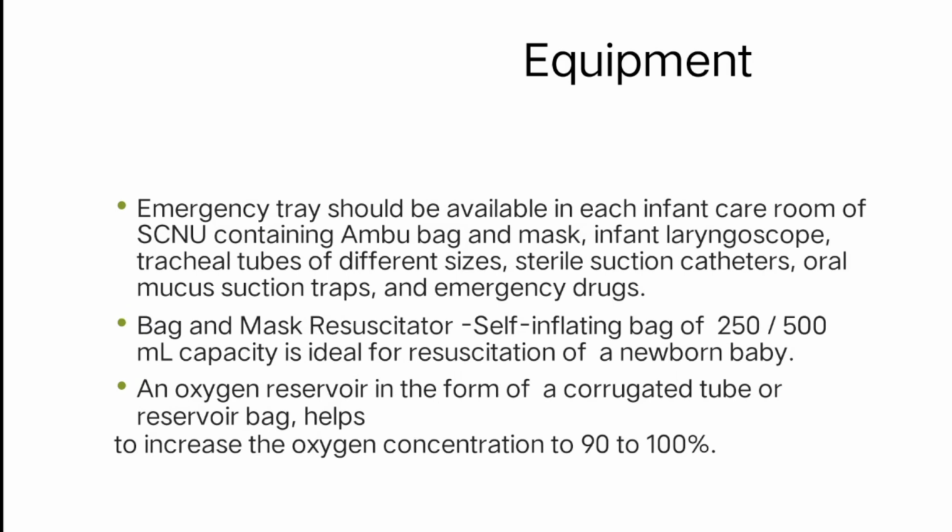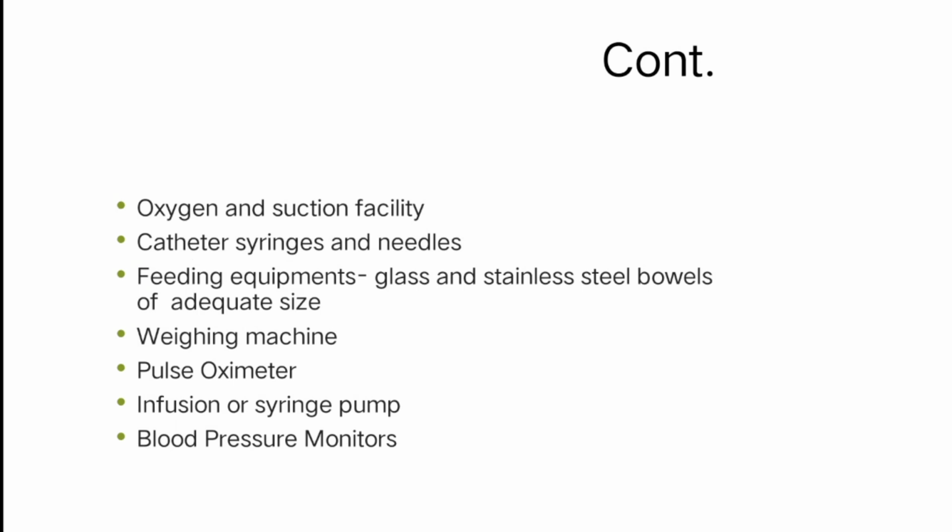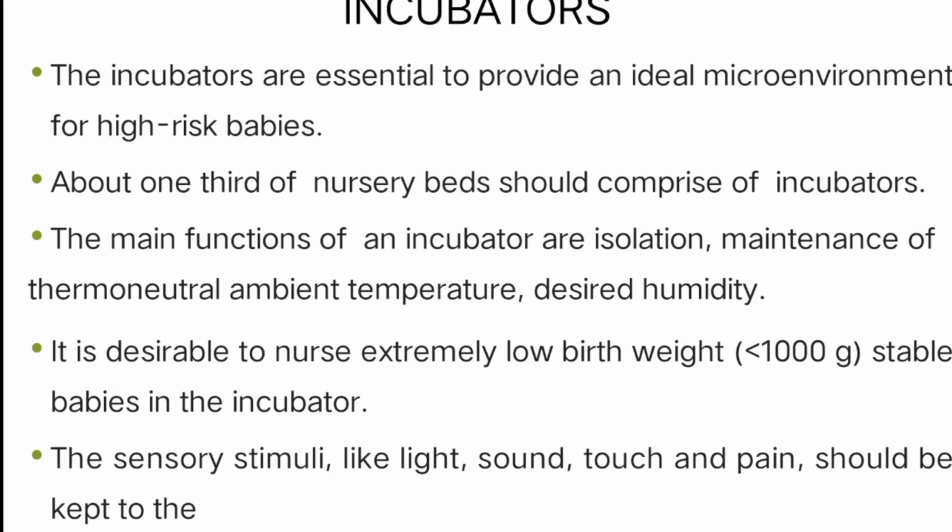Next is equipment. What equipment is available in the special care neonatal unit? An emergency tray should be available in each infant care unit of the special care neonatal unit, containing an ambu bag and mask, infant laryngoscope, tracheal tubes of different sizes, sterile suction catheters, oral mucus suction traps, and emergency drugs. And a bag and mask resuscitator, which may be a self-inflating bag of 250 to 500, and for the laryngoscope an appropriate size of blade should be present. Oxygen and suction facility should be present, and every equipment should be there. That is, incubators should be there.